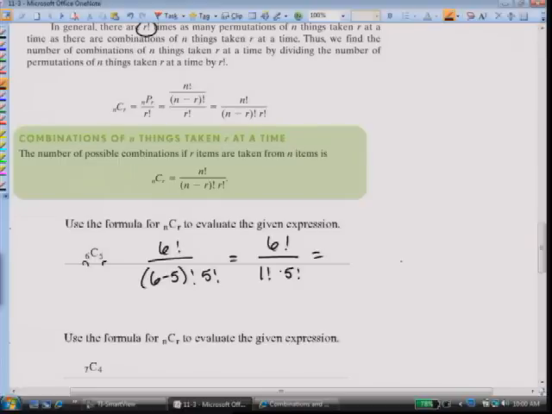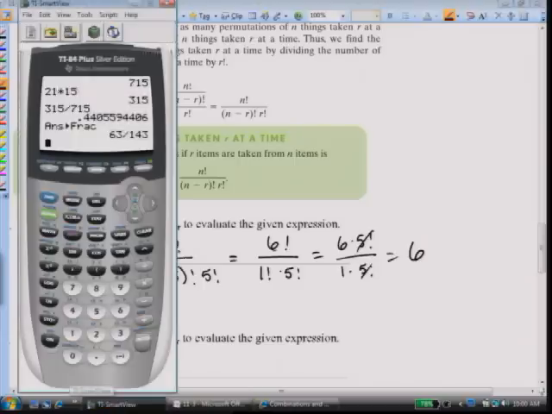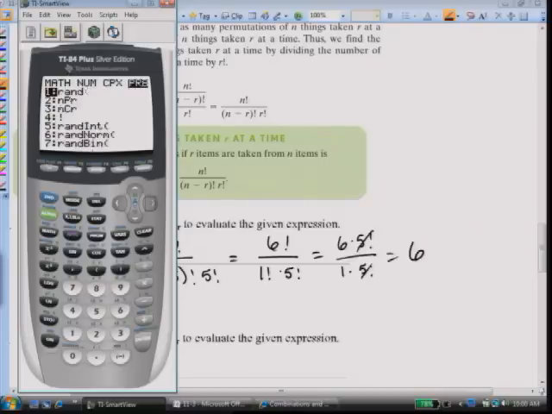And you might remember this is 6 times 5 factorial, right? And 1 factorial is just 1, and then you've got your 5 factorial. So these cancel, and you just get 6. If you do it with your calculator, you're just going to do 6, and then you'll do math over to probability, and then choice 3 is to choose 5, and then hit enter. And you do get 6.